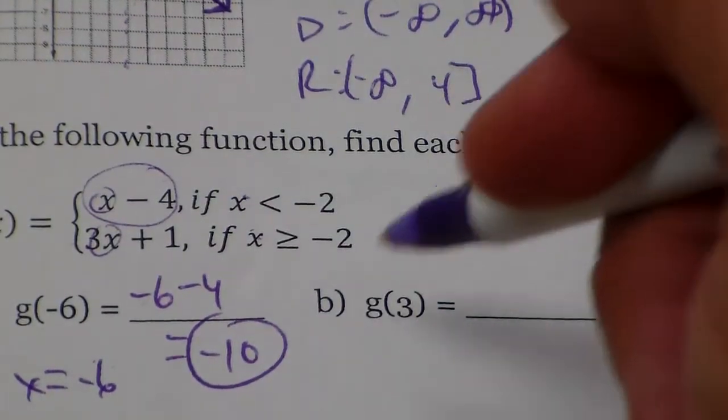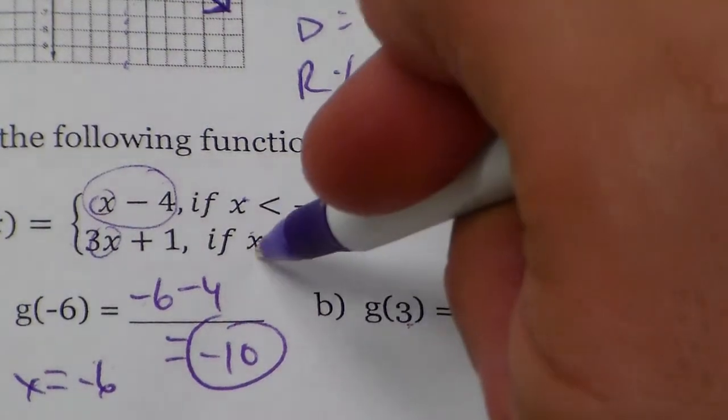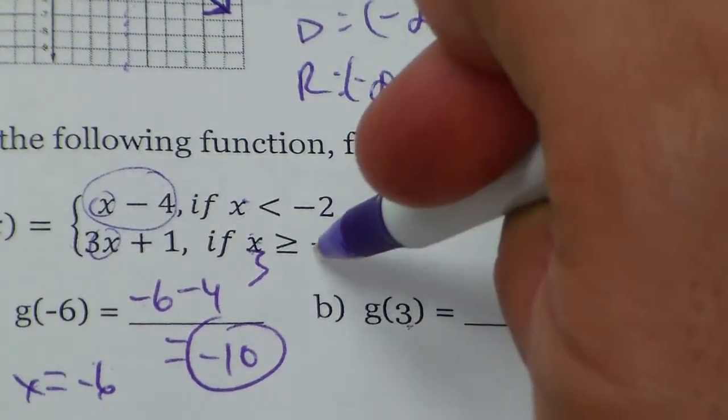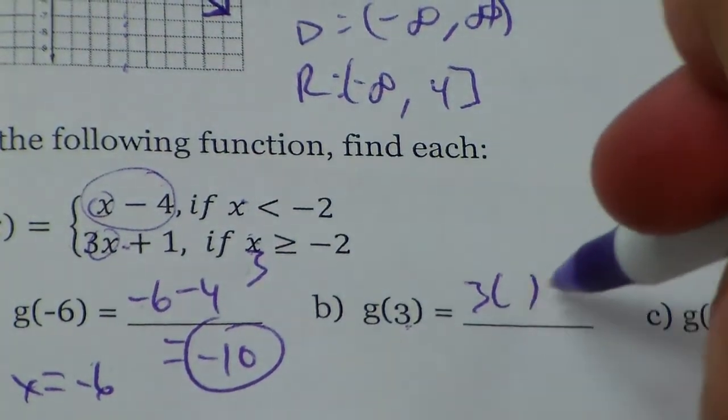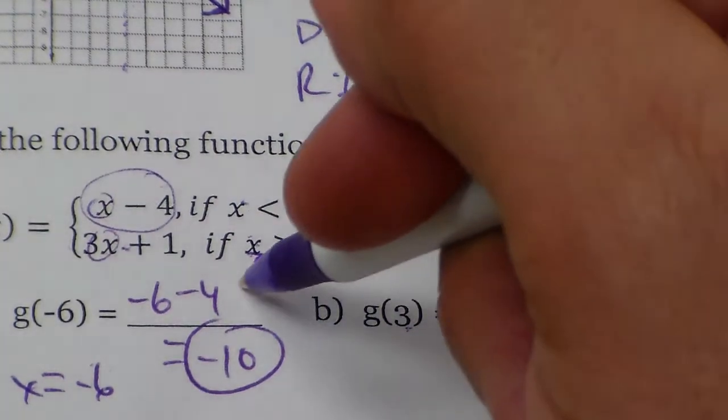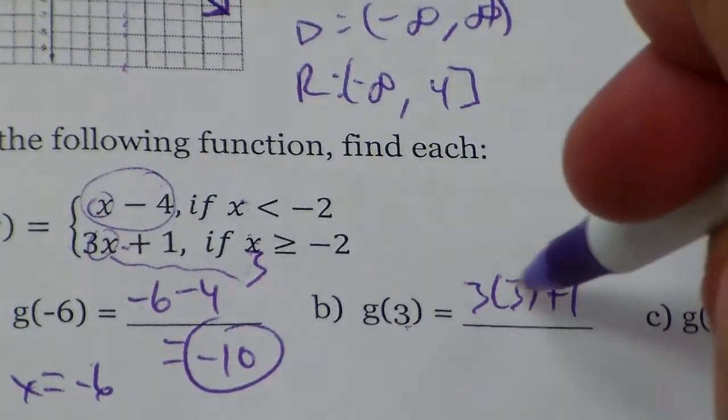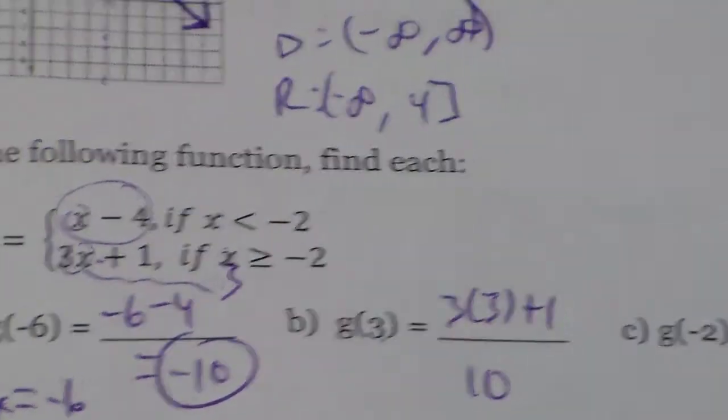Then what about when g is 3, you guys? When g is 3, 3 is greater than or equal to -2. So now we're going to use this one, which has a 3x in it. So 3 times x plus 1, where we're going to plug in that 3 there. So 3 times 3 is 9, 9 plus 1 is 10.